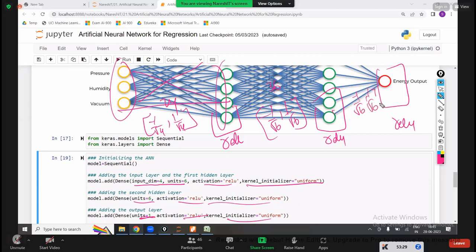Few things are fixed and few things are not fixed. Whichever is not fixed, that one we have to do the hyperparameter tuning. Whichever has got fixed, for that you no need to do the hyperparameter tuning. Is that clear, the coding part?